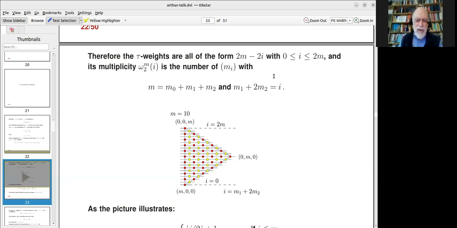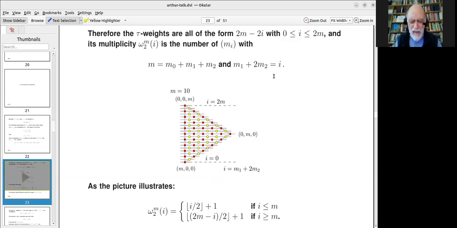So the weights with respect to tau are all of the form 2M minus 2I, with I in the interval 0 to 2M. And its multiplicity is the number of (M0, M1, M2) with M equals M0 plus M1 plus M2, and the weight is M1 plus M2 equals I. You can draw a nice little picture of that.